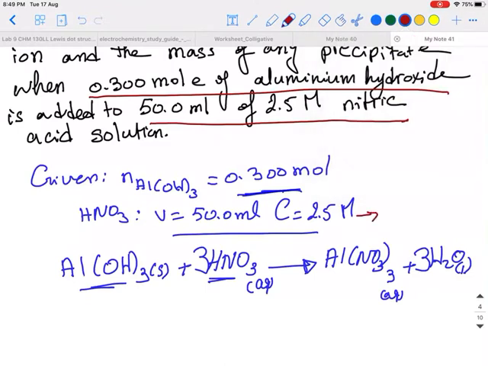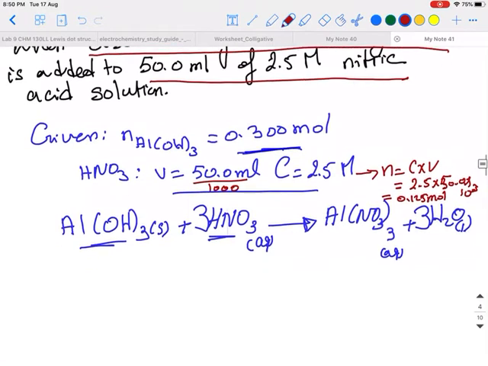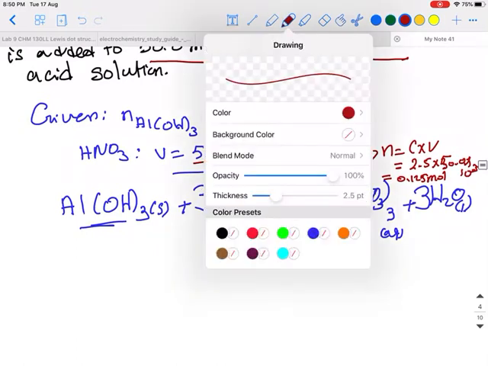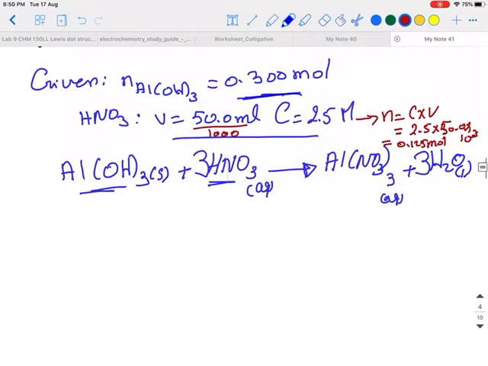Aluminium hydroxide already given to me number of mole. Let me calculate the number of mole for nitric acid. So the number of mole for nitric acid is C times V. Definitely here should be divided by 1,000 to change into liter. So 2.5 times 50 times 10 to the negative 3. So the number of mole will be 0.125 mole.